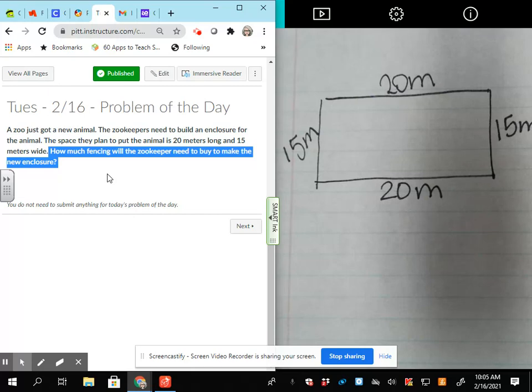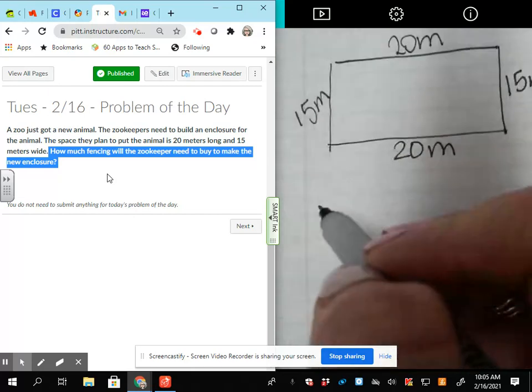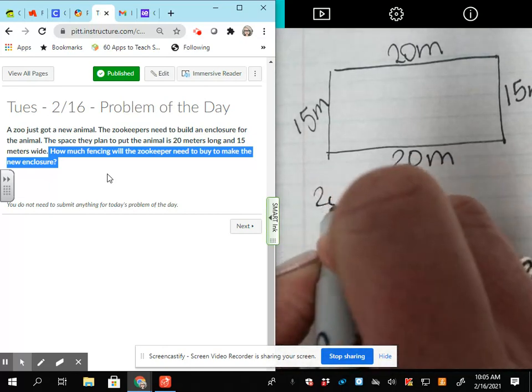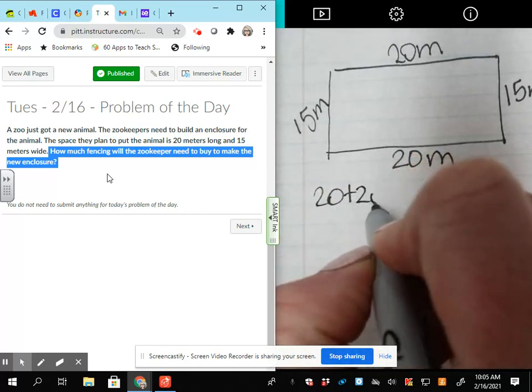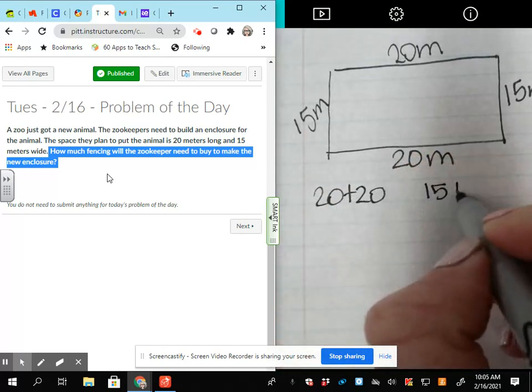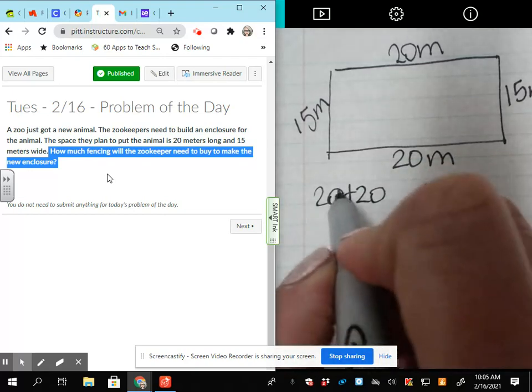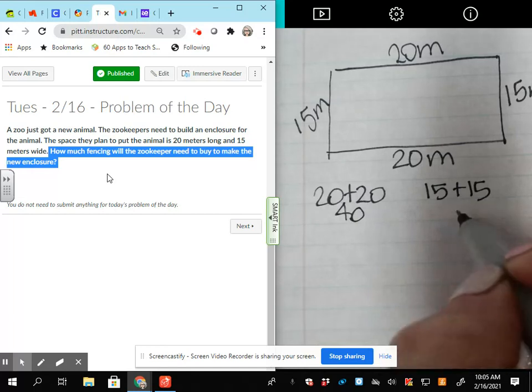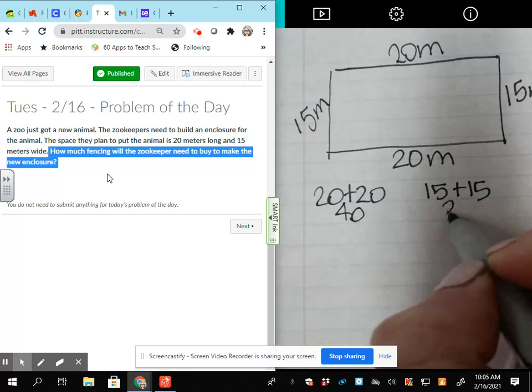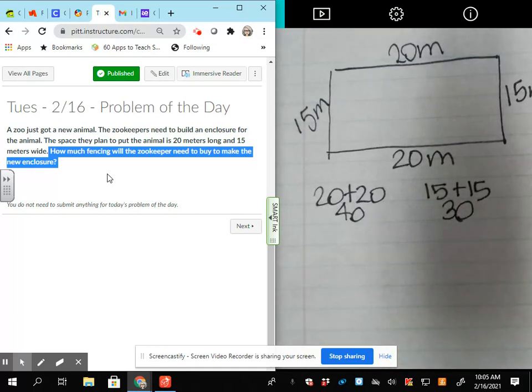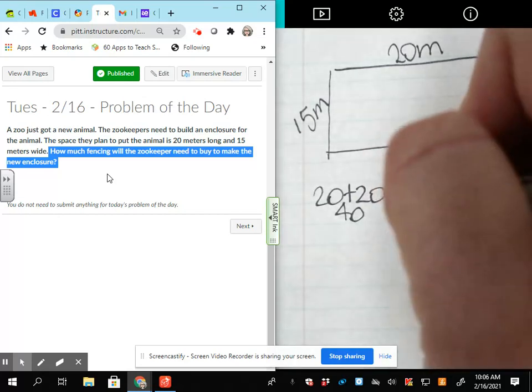You had 15, 20, 40, 15, 15, 40, so 40, 30, 70. All right, I heard David say 20 and 20 is 40. 15 and 15 is? 30. And then there was another step? Okay, so I really needed to add all of these.